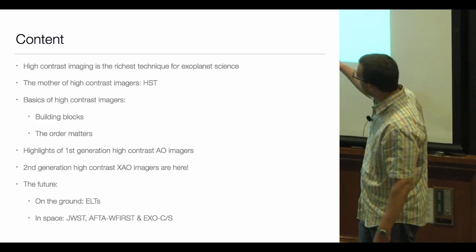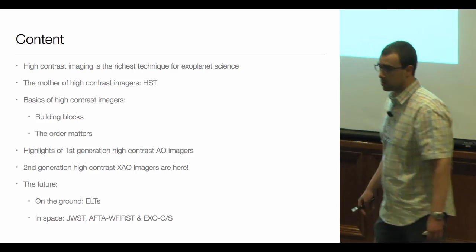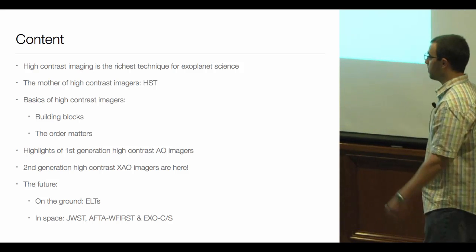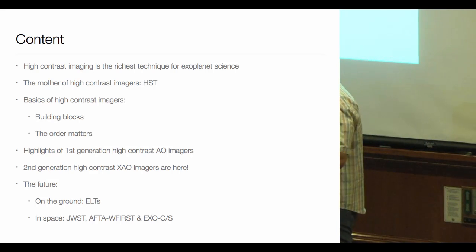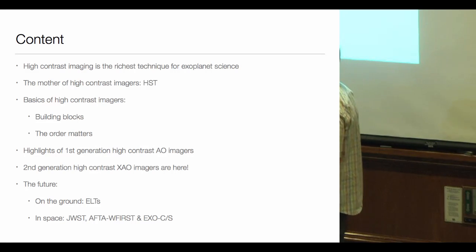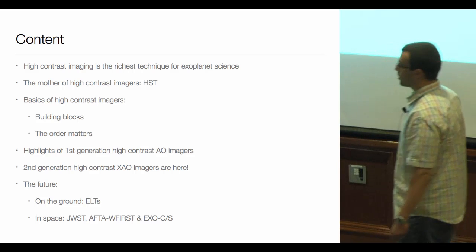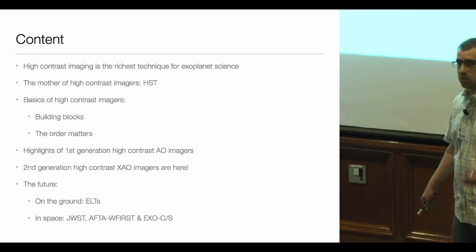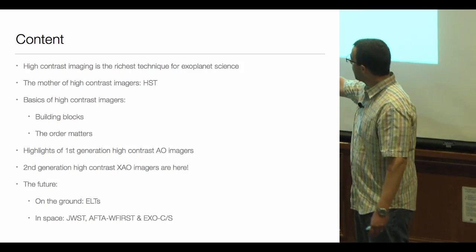And I'll spend even more time then on the basics of high contrast imagers, the building blocks, so the whole system level aspects of high contrast imaging. Not only coronagraphs and wavefront control, but the whole system starting from the telescope to the final science-reduced data. Highlights of first generation high contrast imagers, scientific results that you all know about, so I'm not going to spend too much time on this.